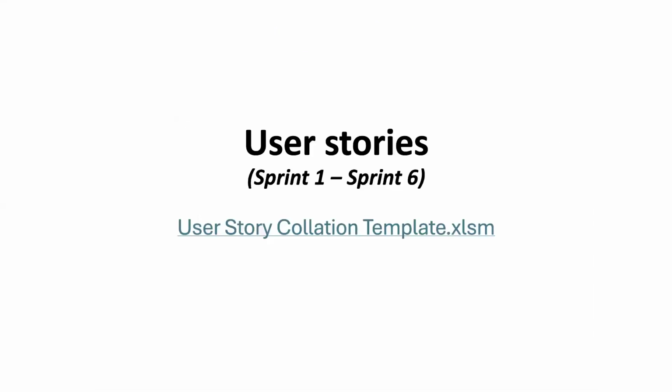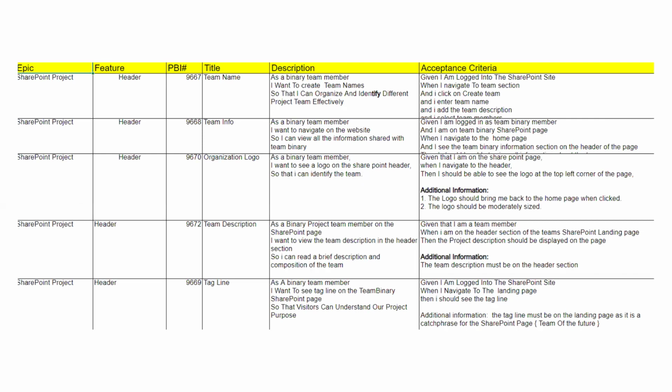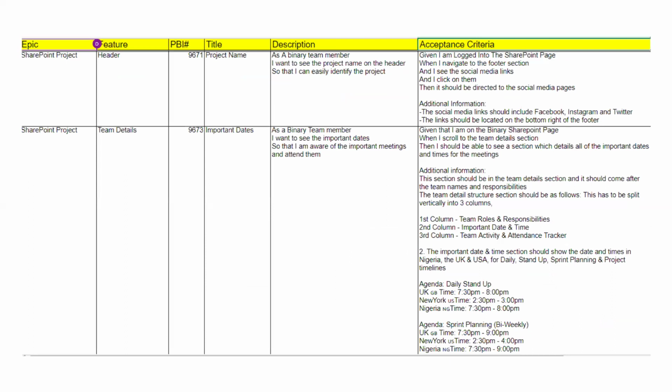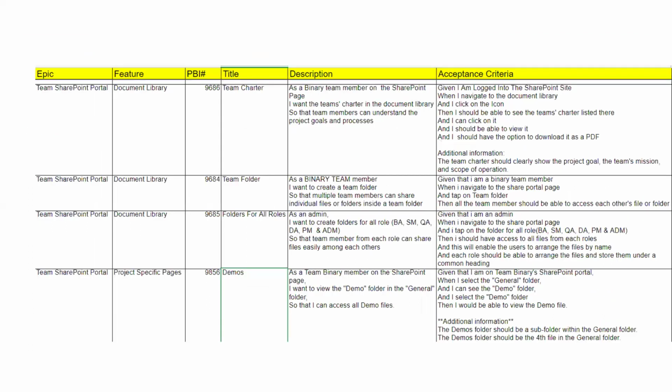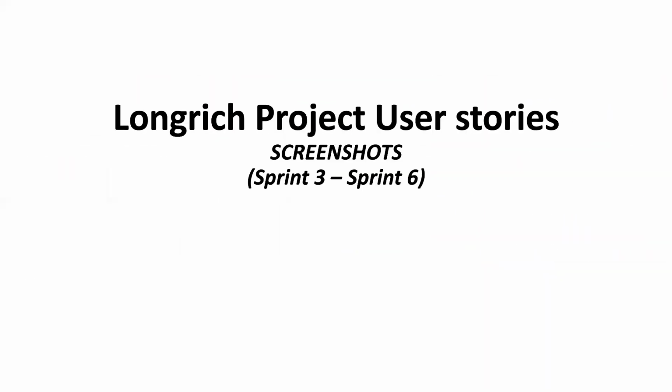Here again, we have embedded a link for the user stories between Sprint 1 to 6 for Deji to have a look at when he pleases. Going on, I'll just skip through these. These are screenshots of all of the PBIs, user stories, and acceptance criteria that we wrote throughout this internship for both the SharePoint project and Longbridge.